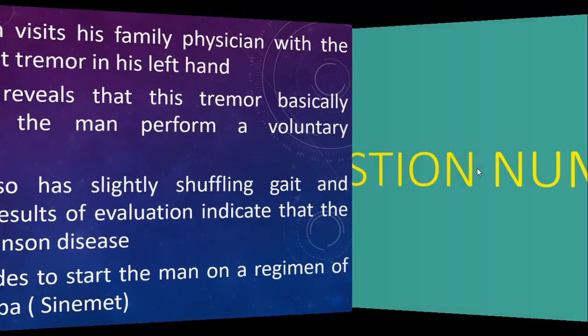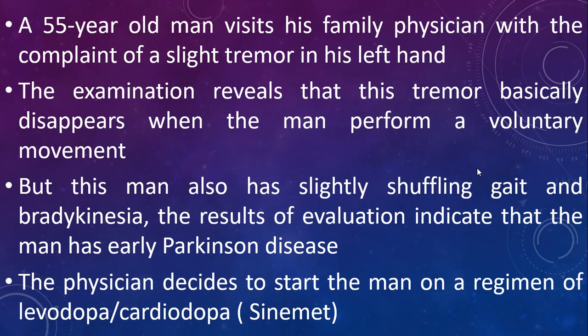Question number 3. A 55-year-old man visits his family physician with the complaint of a slight tremor in his left hand. The examination reveals that this tremor basically disappeared when the man performed a voluntary movement, but this man also has a slightly shuffling gait and bradykinesia. The results of the evaluation indicate that the man has early Parkinson's disease. The physician decides to start the man on a regimen of levodopa carbidopa. Generic name is Sinemet.